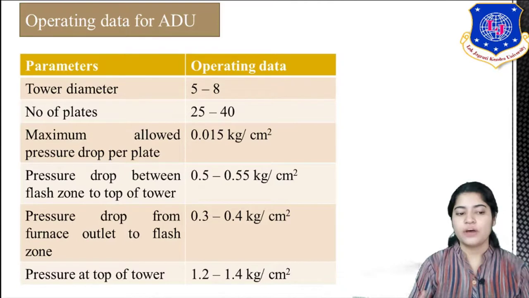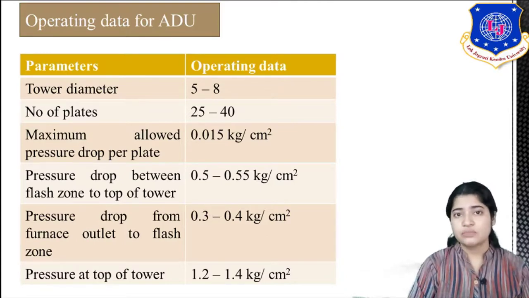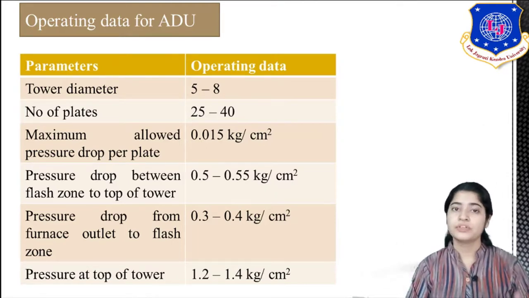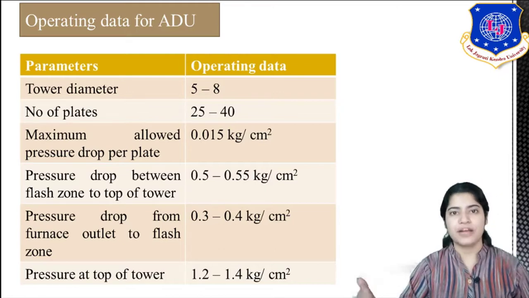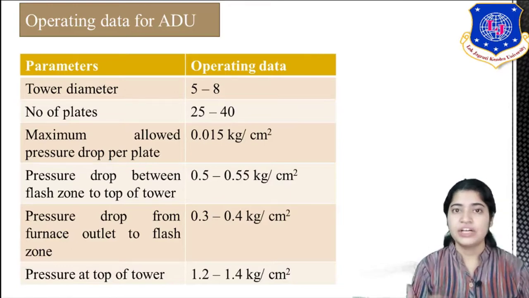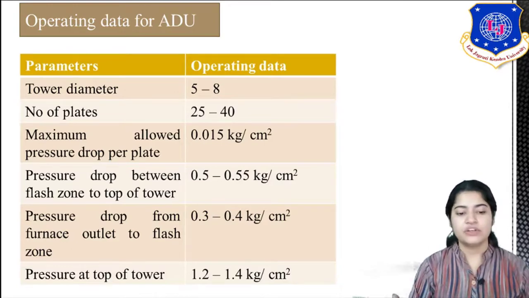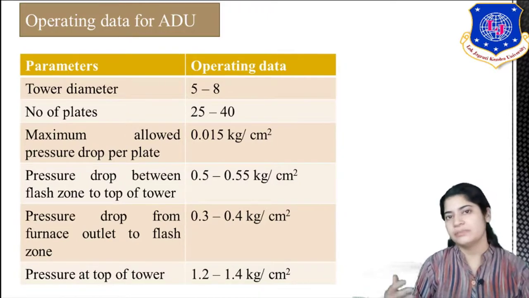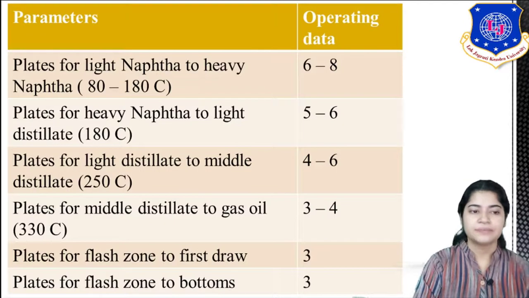Similarly, pressure drop from furnace outlet to flash zone. The furnace outlet is where your preheated crude gets out of the furnace and is introduced into the main column. From furnace outlet to flash zone, that pressure drop is 0.3 to 0.4 kg per centimeter square. Now pressure at the top of the tower is approximately 1.2 to 1.4 kg per centimeter square. On conversion of units you will get approximately 1 atmosphere, right?